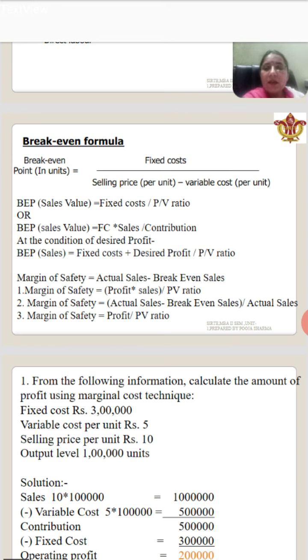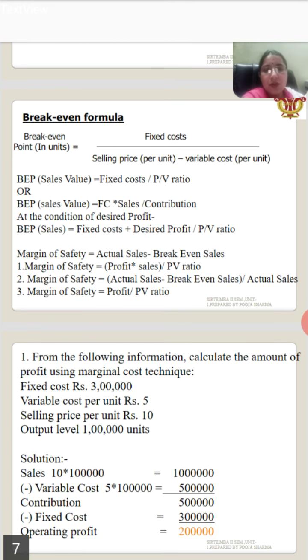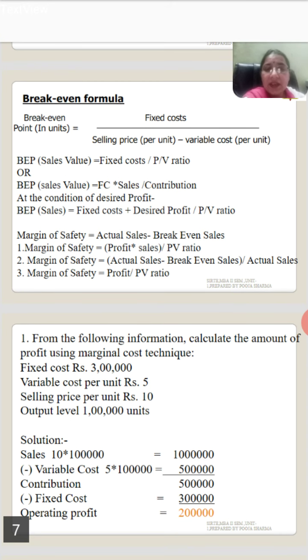BEP can also be calculated with the help of fixed cost plus desired profit divided by PV ratio. This formula can be used by the company when it has to calculate sales, when the company has decided or expects to earn a certain amount of profit. Suppose the company has to earn 50,000 rupees from the sales amount. So the company can calculate the BEP sales with the help of this formula.